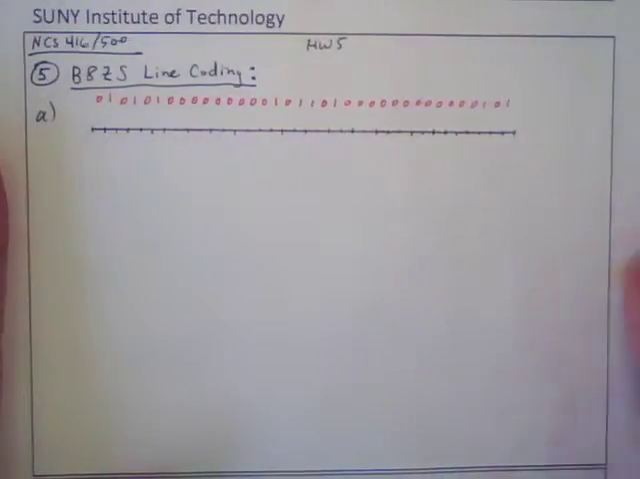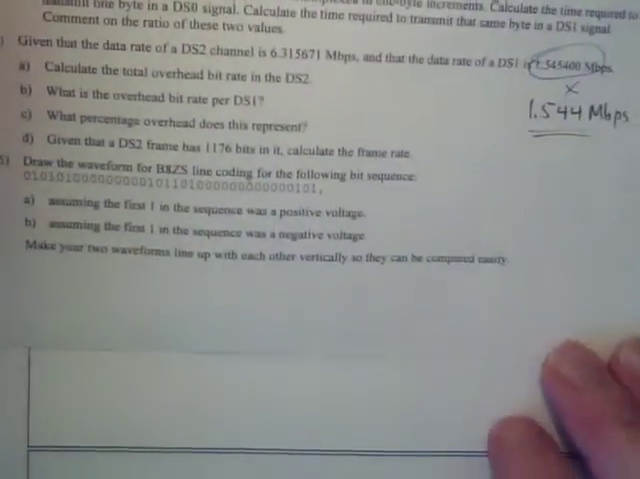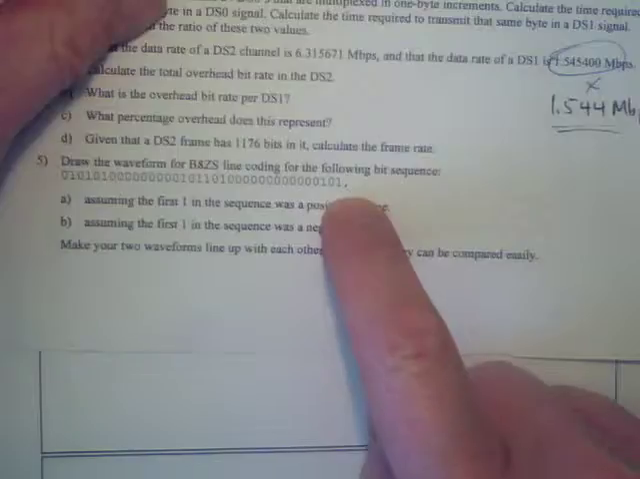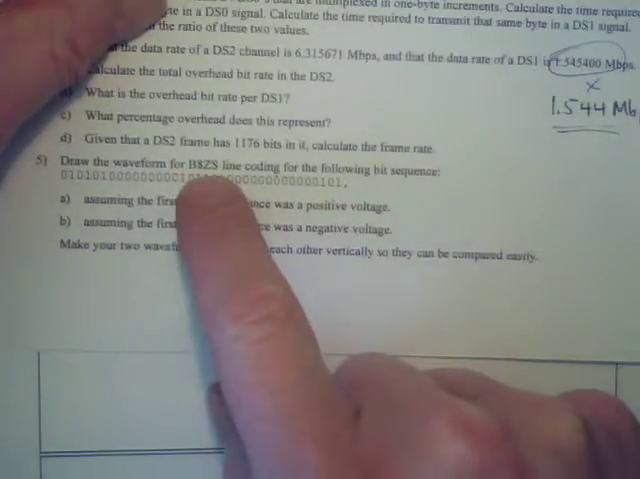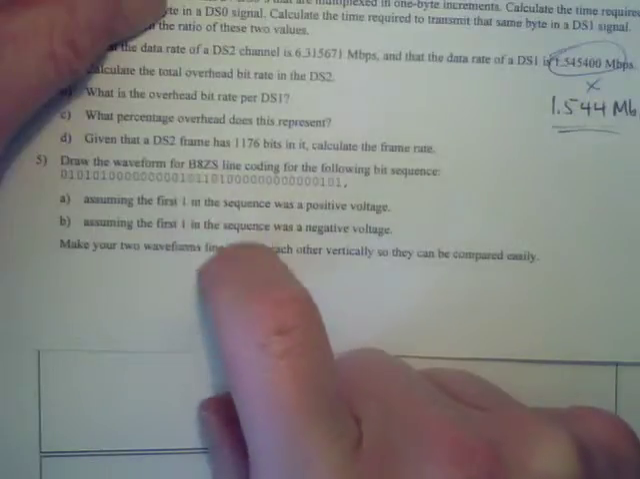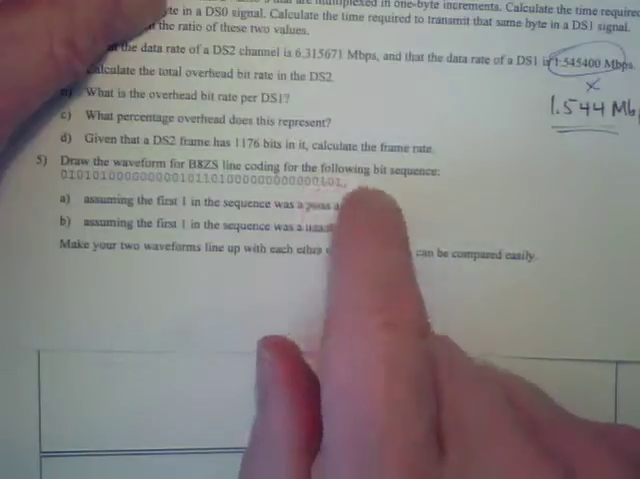Okay, here I'm going to do problem number 5 in homework. In problem 5, it gives you 36 bits in a row, and it says to draw the waveform for B8ZS. That is bipolar with 8-0 substitution, line coding for the following bit sequence.